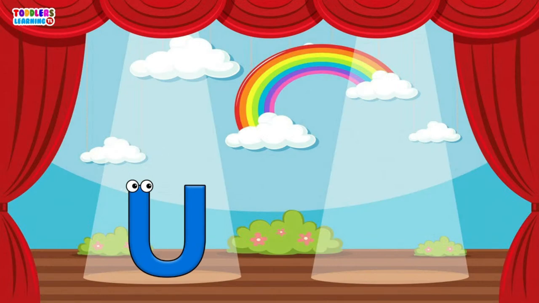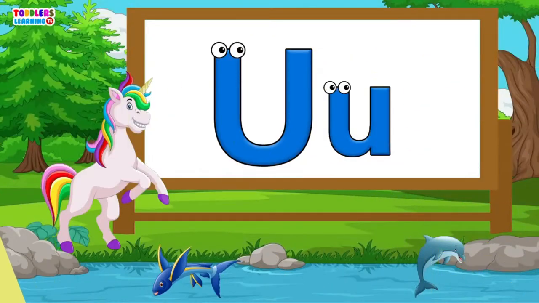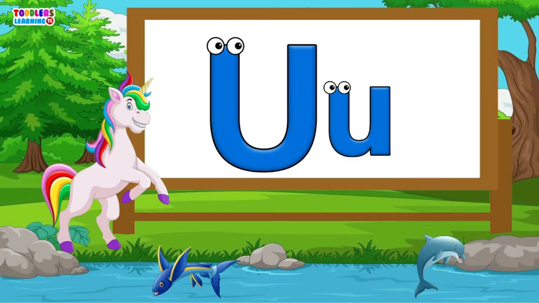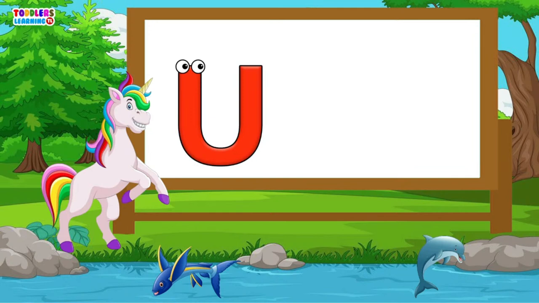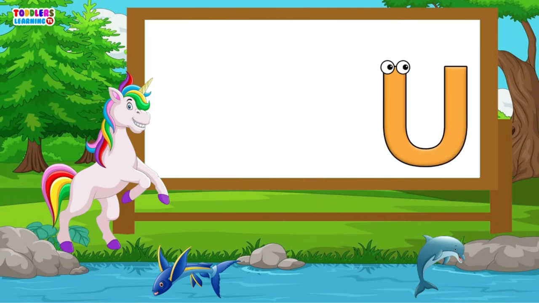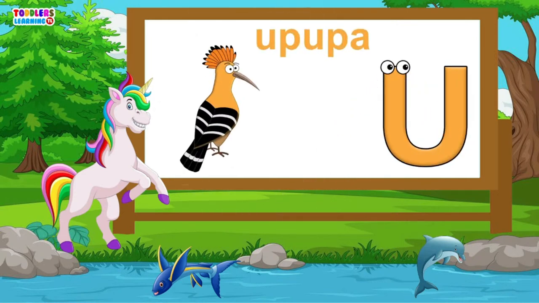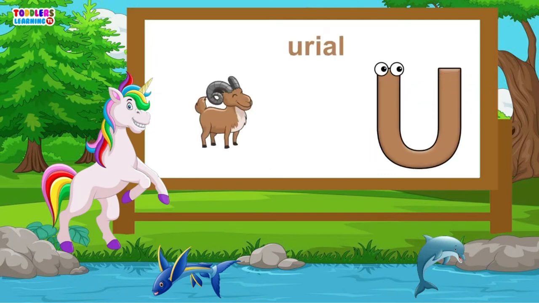This one is uppercase U. This one is lowercase U. Today we will learn different words that start with letter U. U. The sound of U is a. U for UFO. U for U-papa. U for urn. U for ural.